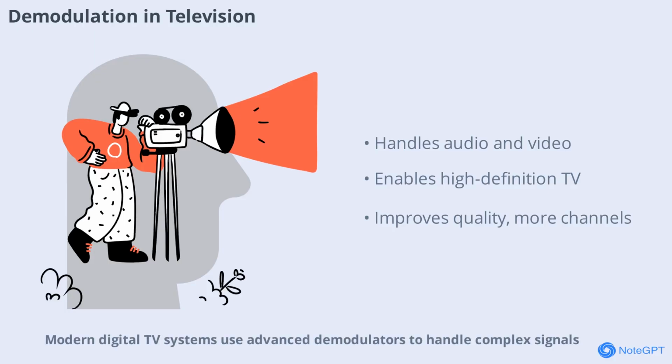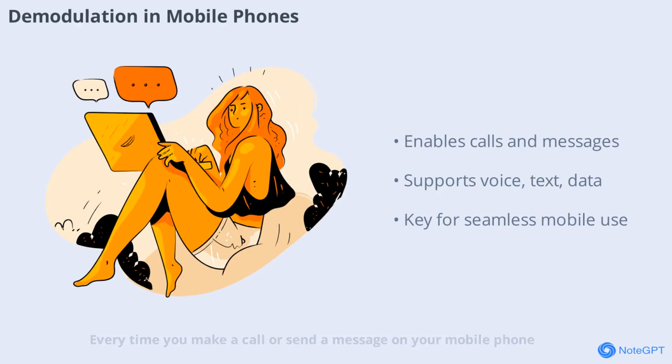Television broadcasting also relies on demodulation to deliver both audio and video content. Modern digital TV systems use advanced demodulators to handle complex signals, ensuring high-definition images and clear sound. The evolution of TV technology has been closely tied to improvements in demodulation techniques, allowing for better quality and more channels.